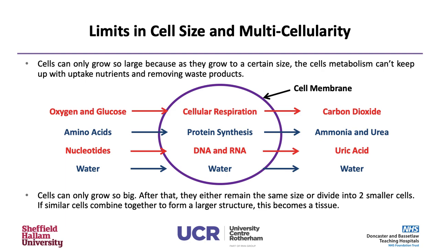So in summary, cells can only grow so big. After that they have to remain the same size or divide into 2 smaller cells. If they do divide into 2 smaller cells, or ultimately more than 2 cells, cells combine together to form a larger structure, and that becomes a tissue, something that we'll be looking at shortly.